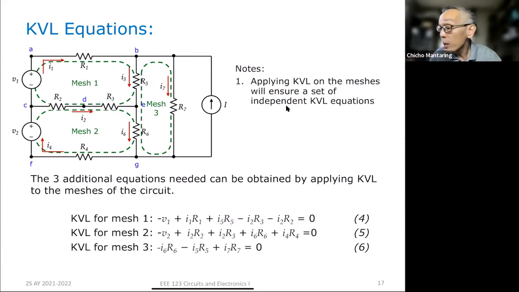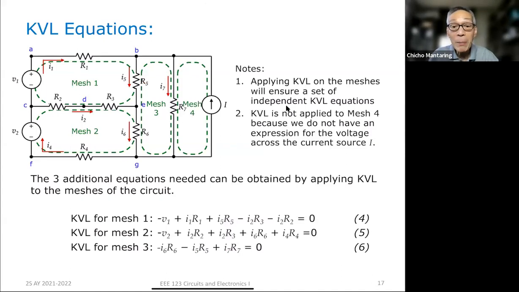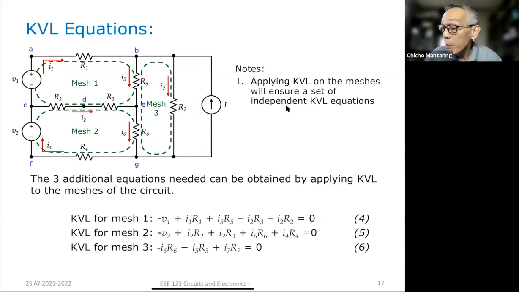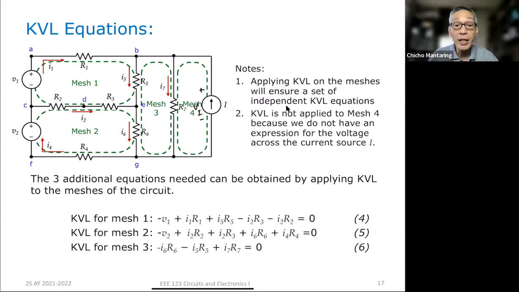Okay. Now I am sure that if I apply KVL on the meshes, I will get a set of independent KVL equations. I'm sure about that. Now KVL is not applied to mesh 4. Why do not I apply KVL to mesh 4? Kasi hindi ko alam kung ano yung voltage dito. No? There's going to be a certain voltage here, V of I. And I don't know what that is. And so if I apply KVL to mesh 4, I will be introducing a new unknown. And if I introduce a new unknown, I need an additional equation. So I don't want to do that.